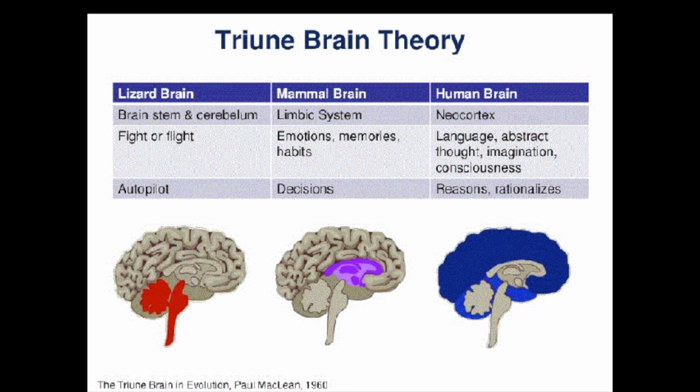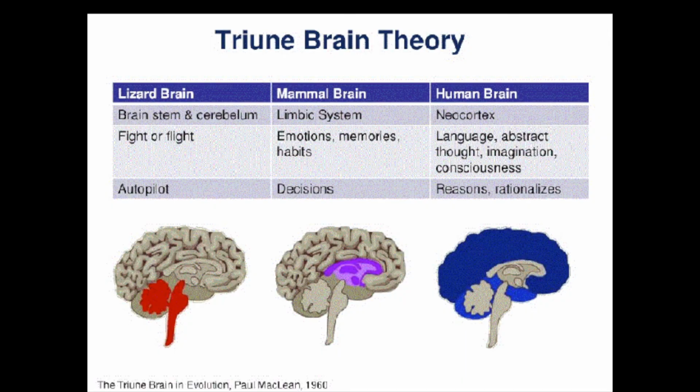The middle one here, named the mammal brain, we share that with porpoises and monkeys and dogs and cats. The mammal brain is the limbic system and has emotions, memories, and habits. It also has decisions. The human brain, which is ours alone, is the neocortex: language, abstract thought, imagination, consciousness, and it reasons and rationalizes. So when we get to the idea of what makes us truly human, it is the neocortex that allows us to think, to use abstraction, to imagine, and use consciousness. That makes us different than all of the other animals on the planet.